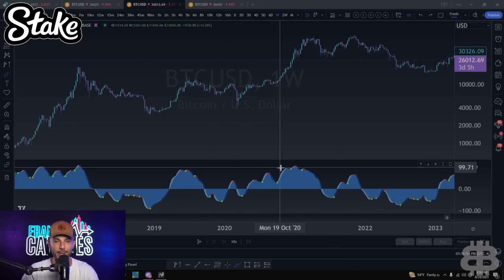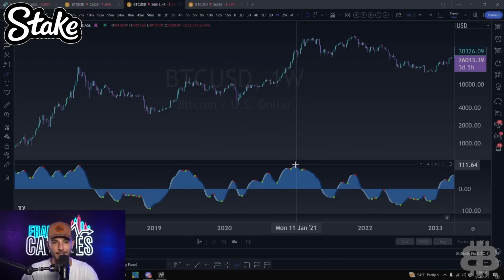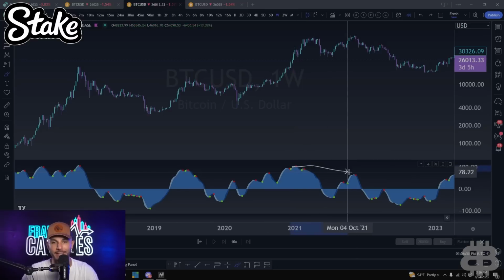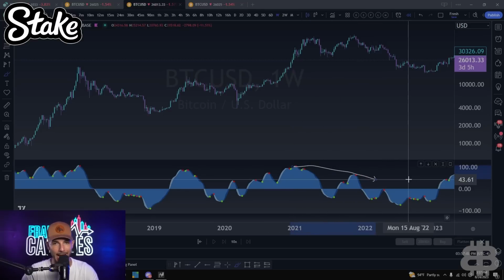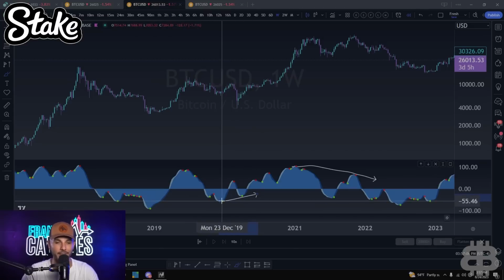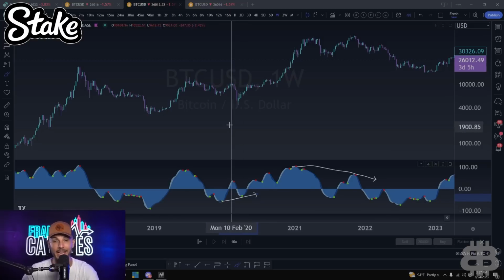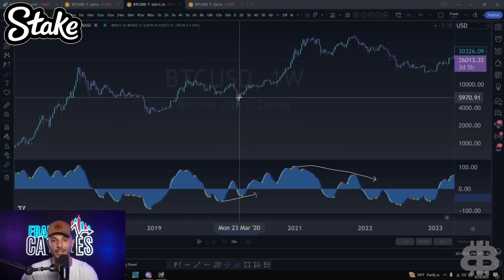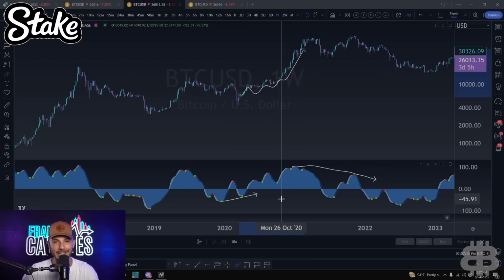So you can see here, if you were to connect the peaks of these momentum waves, you can generally see that momentum is heading out. Right? And then on the opposite end of that, you could see right here, your momentum is generally trending to the upside. So when you see momentum waves making higher lows and generally trending towards the upside, you would anticipate a potential move on price in that direction.